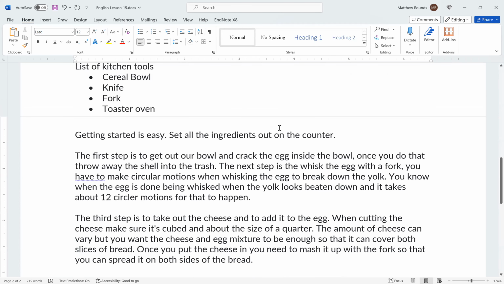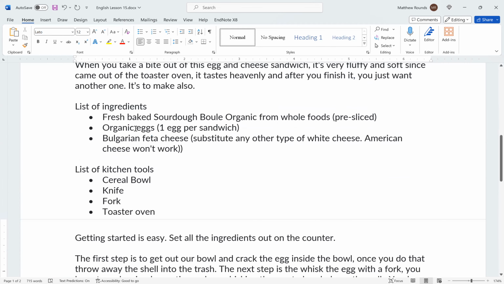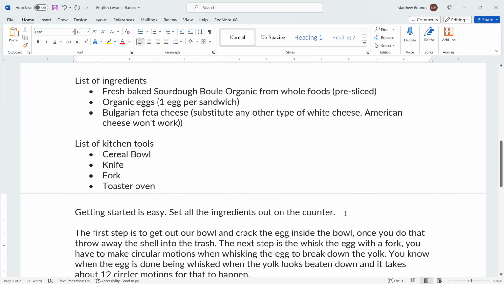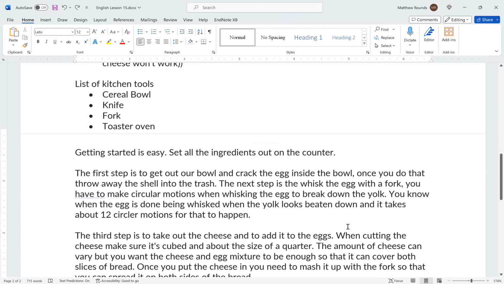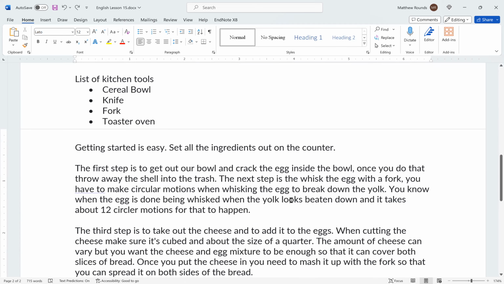Yeah, it just depends, because if you add a lot of cheese, it makes the mixture a little bit more, so it's easier to cover everything. When cutting the cheese, make sure it's cubed and about the size of a quarter. How about a sugar cube? Yeah, I think that should be a better reference.